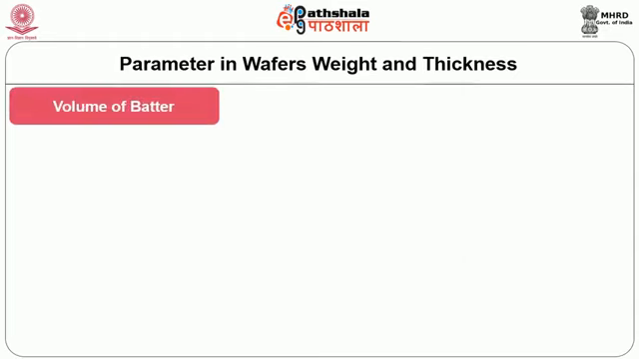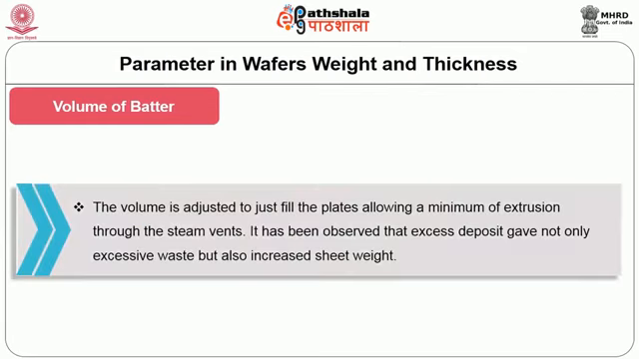Volume of batter. A higher volume of deposit gives increased sheet weight with excessive waste. The volume is adjusted to just fill the plates following a minimum extrusion through the steam vents. It has been observed that excess deposit gives not only excessive waste but also increased sheet weight.